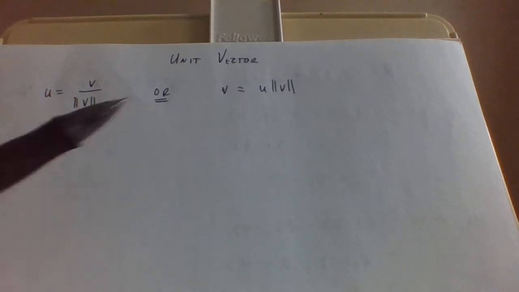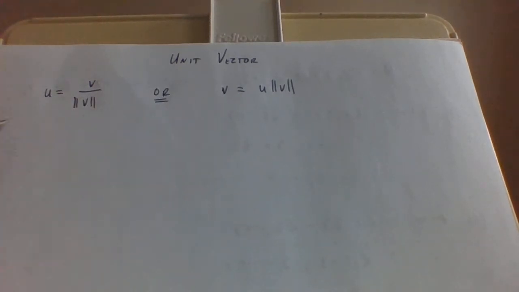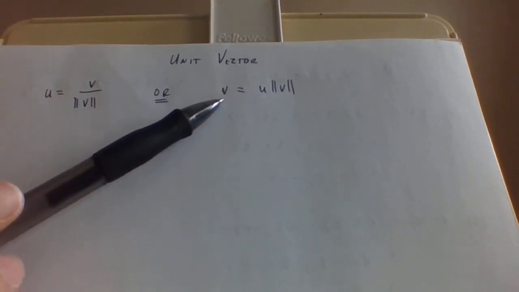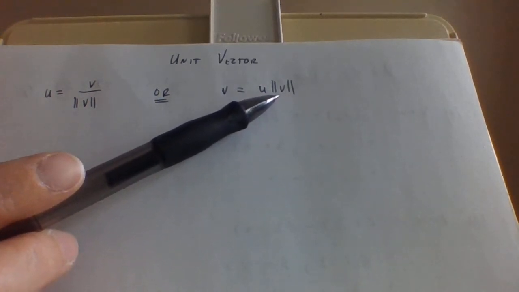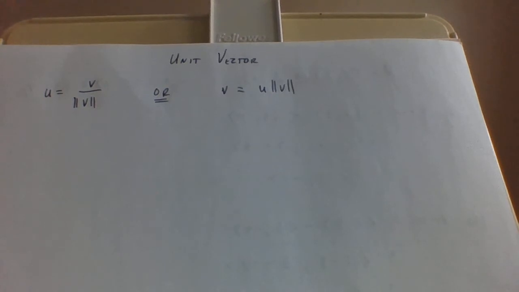You might also see it written this way. All they did here was multiply both sides by the magnitude of v. So the other way you might see it is v equals our unit vector times the magnitude of v. Let's take a look at an example.